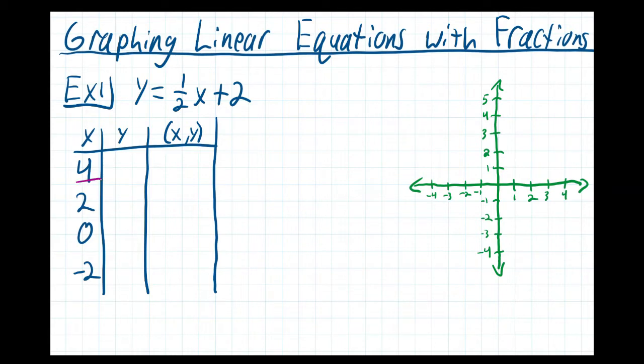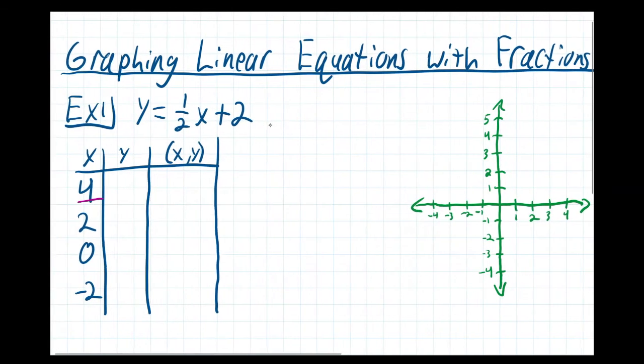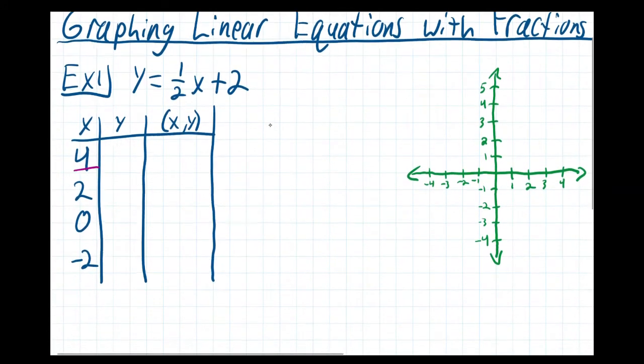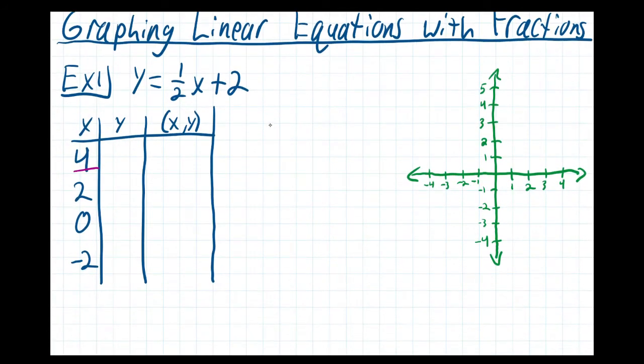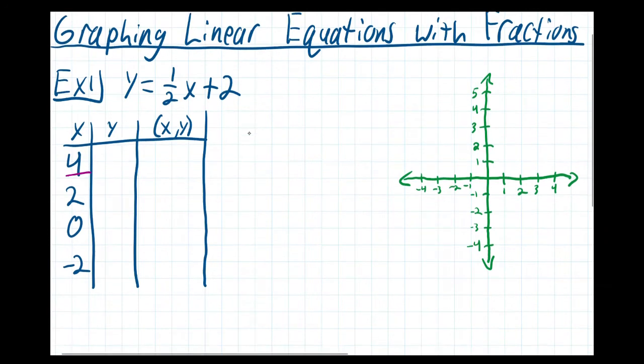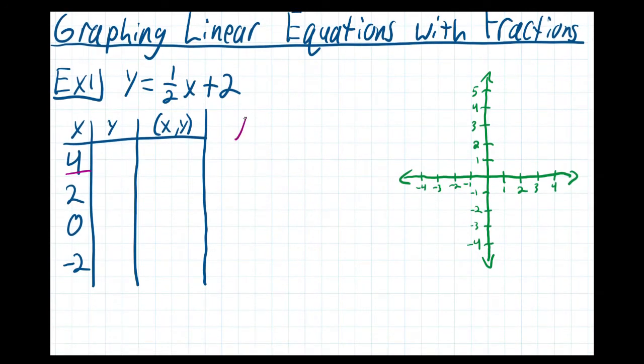So first, when x is 4. Well, when x is 4, I'm going to be plugging 4 into my equation. So, y is now equal to 1/2 times 4. Remember, whatever x value we have in this column here, we are replacing it in our equation and multiplying it with that 1/2. So we have y is equal to 1/2 times 4 plus 2.